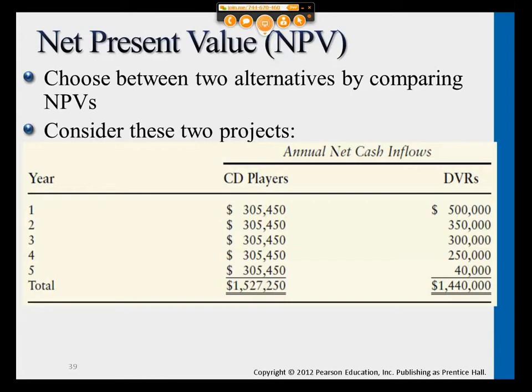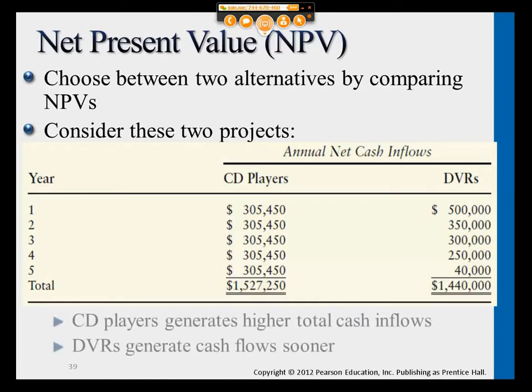So what do we see from here? We see that CD players, you remember, look exactly the same as the previous class, okay? It's the same story. But what I want you to see here is that the CD player generates much higher total cash inflow, right? But what happens with the DVRs? The pace is much faster, right? So which case should we use?